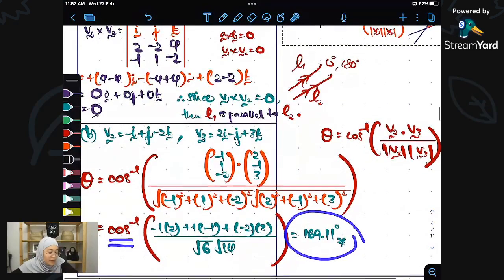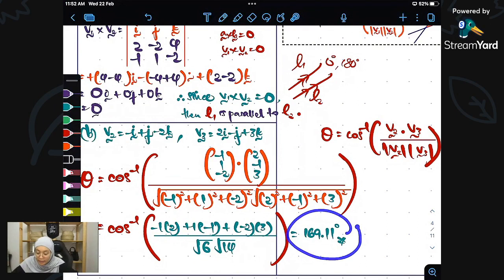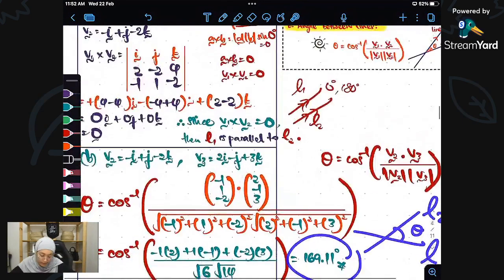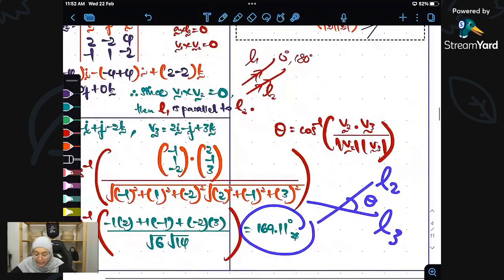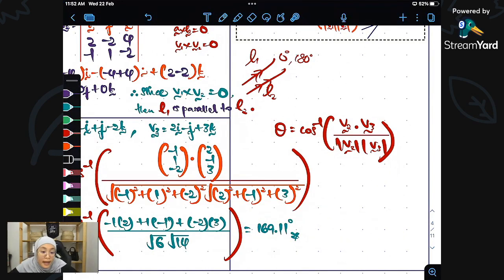169.11 degree. This is the answer. The angle between the line 2 and the line 3. What is the theta? So this is the theta. They don't want, dia tak cakap pun dia nak minta less than 90 degree. Tak, dia tak minta pun. Therefore, this is the answer. 169.11. Thank you.